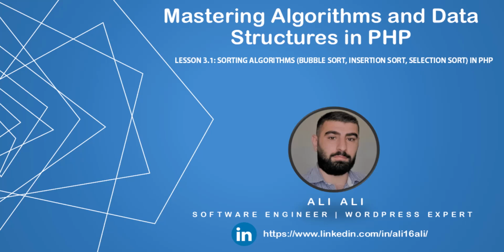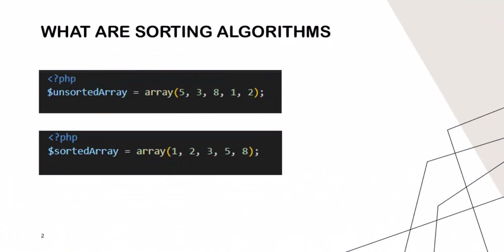In today's lesson, we'll be diving into three classic sorting algorithms: bubble sort, insertion sort, and selection sort. These sorting algorithms are fundamental, and learning how to implement them will help you understand more advanced sorting techniques down the road. Sorting algorithms are methods that rearrange elements in a list into a specific order, typically ascending or descending. Sorting is a core problem in computer science, and many applications depend on efficient sorting to handle data.